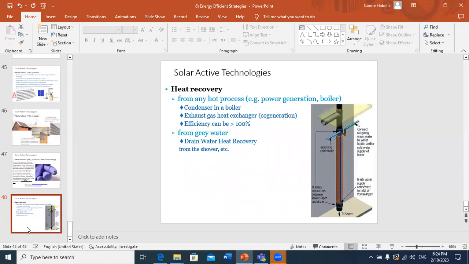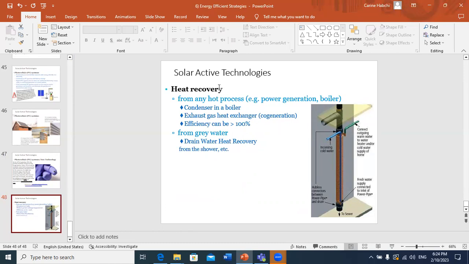Now, as we know, in many sources, for example in the PV case, we have overheating, so we have loss of energy in the form of heat. If we can benefit from this lost heat in an efficient way, then we can increase the efficiency of the system a lot. This is the principle of heat recovery that we already discussed together before. Heat recovery consists of using the unused or rejected heat from any hot process. It can be from power generation, from a boiler, from PV cells, etc.